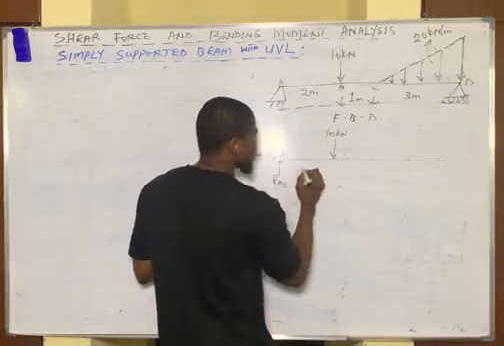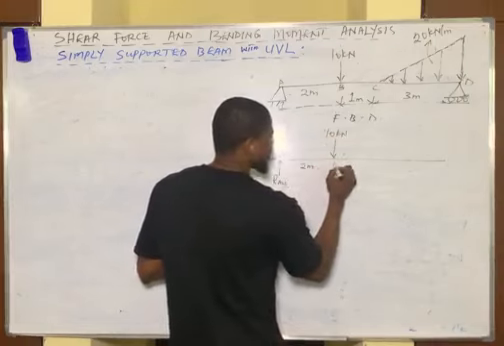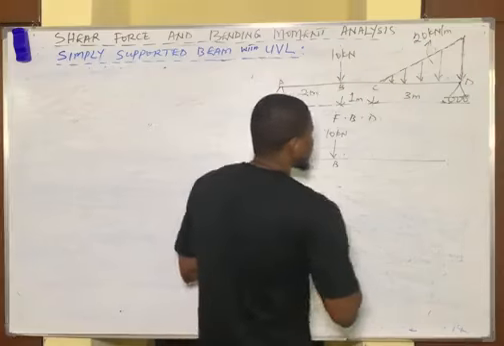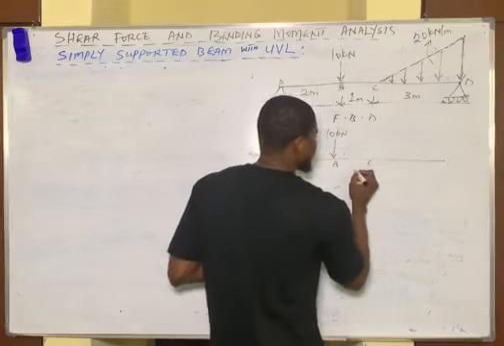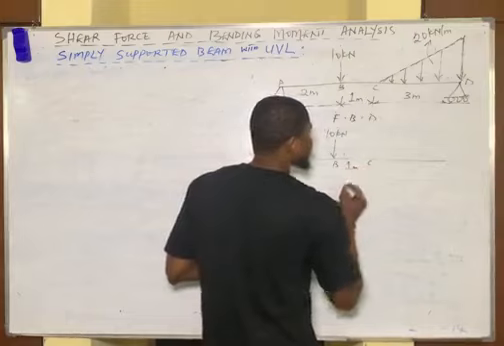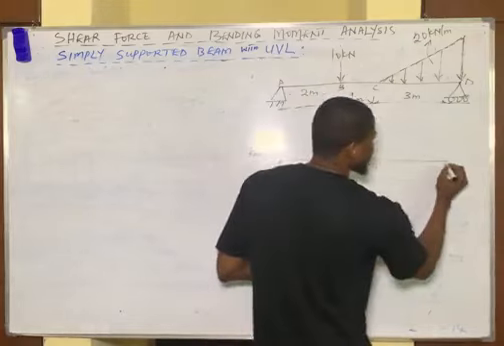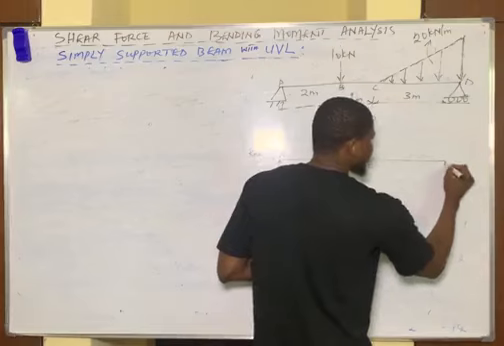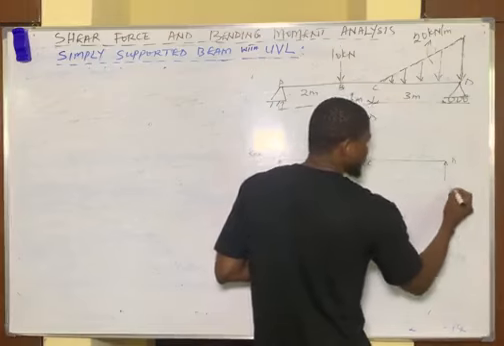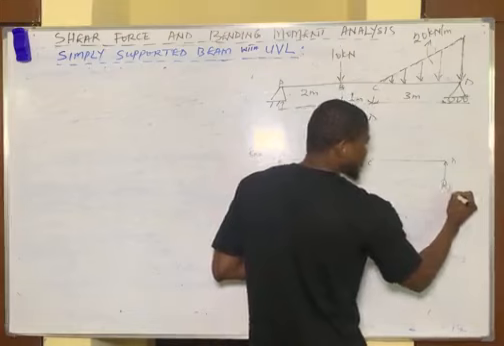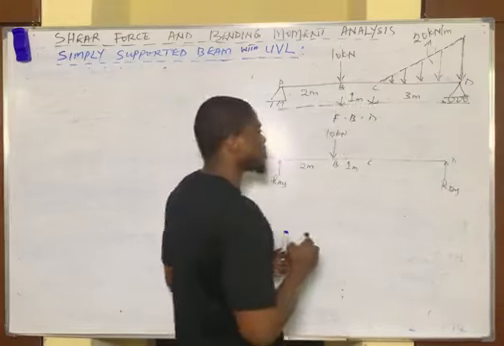The distance from A to B is actually 2 meters. This is point B. Now we have here, this is point C. From B to C is actually 1 meter. Now at point D we have a roller support. Obviously we are going to have one reaction which is normal to the surface, called this RDY for the roller support.